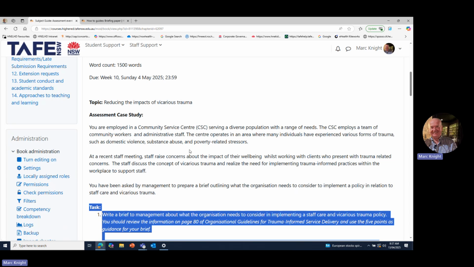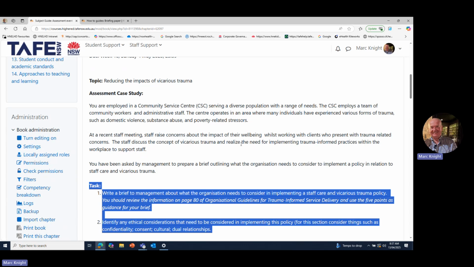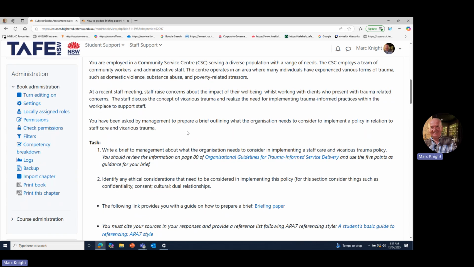The staff discussed the concept of vicarious trauma and realised the need for implementing trauma-informed practices within the workplace to support staff. So now you've been asked by management to prepare a brief outlining what the organisation needs to consider in order to implement a policy in relation to staff care and vicarious trauma. So your task is writing a brief to management about the organisation's needs and what they need to implement for a staff care and vicarious trauma policy.